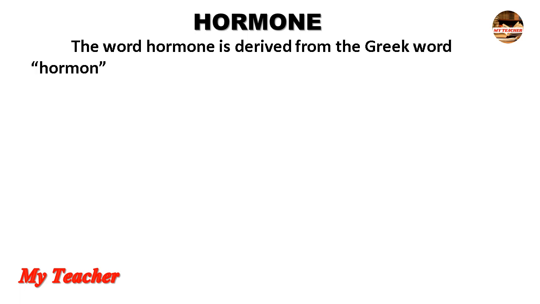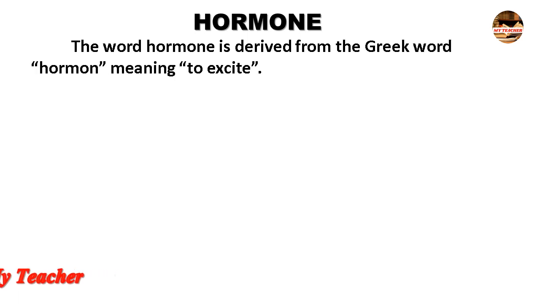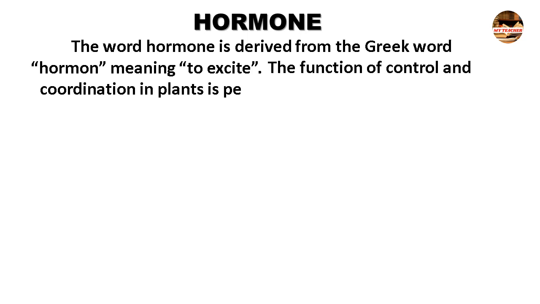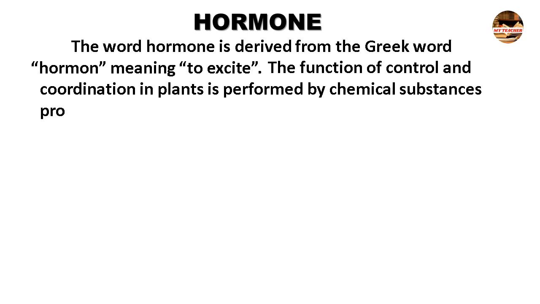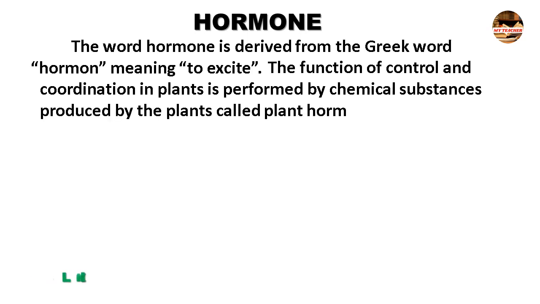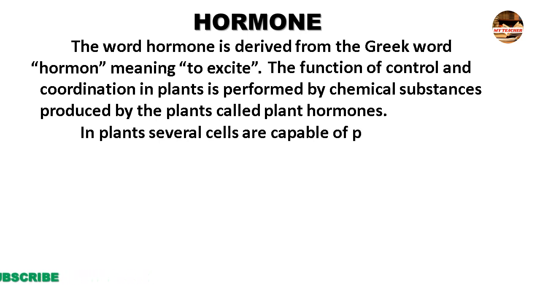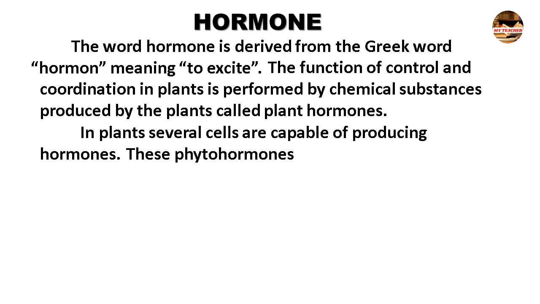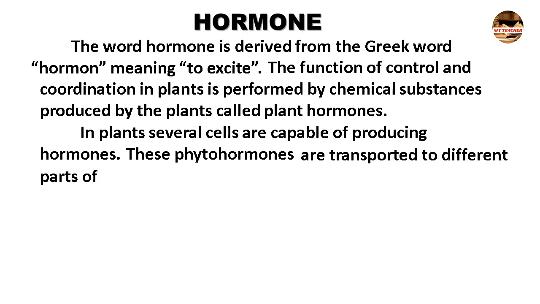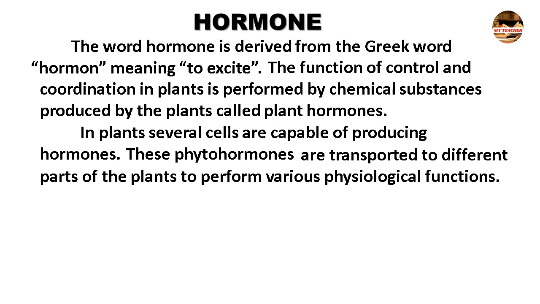The word hormone is derived from the Greek word hormone, meaning to excite. The function of control and coordination in plants is performed by chemical substances produced by the plants called plant hormones. In plants, several cells are capable of producing hormones. These phytohormones, that means plant hormones, are transported to different parts of the plants to perform various physiological functions.